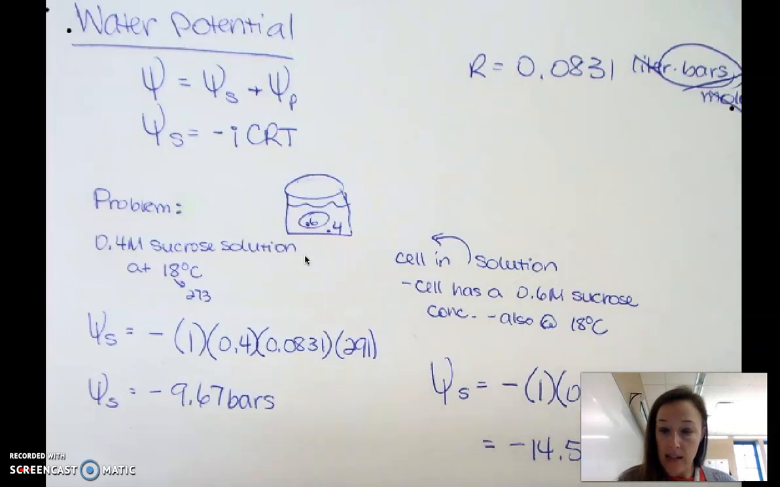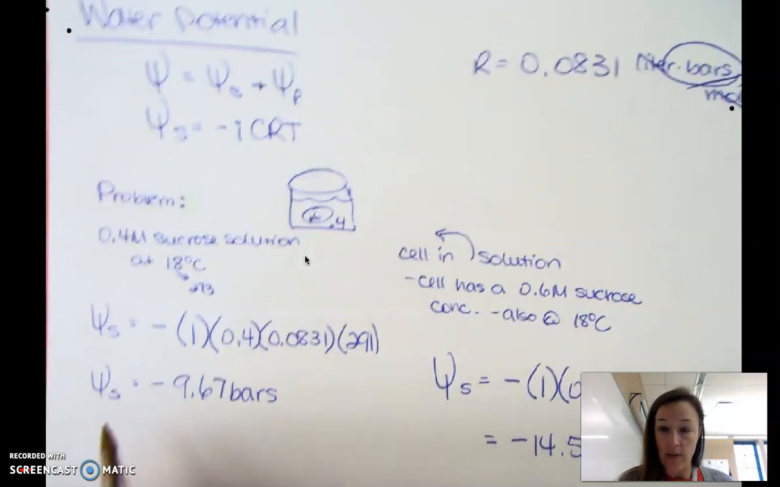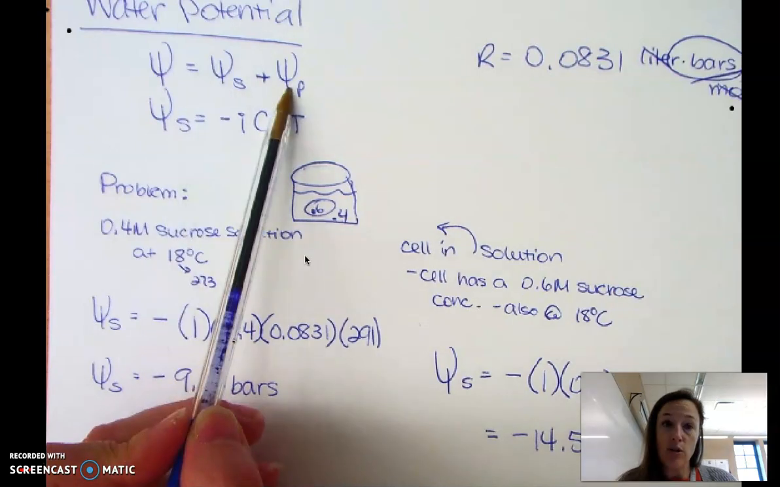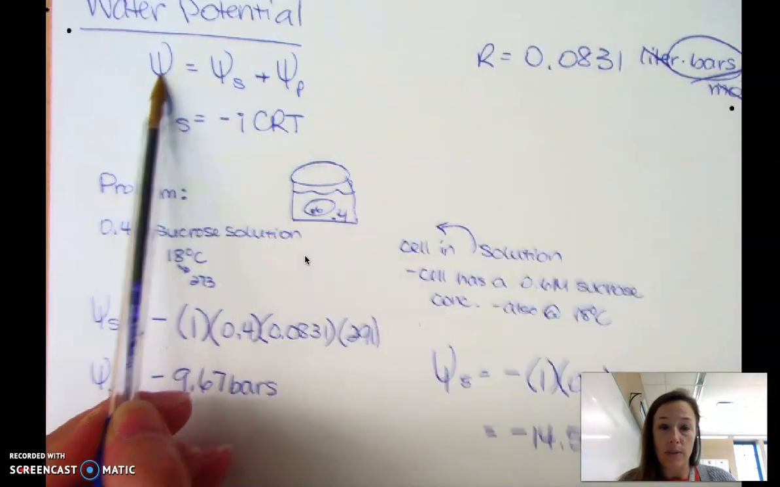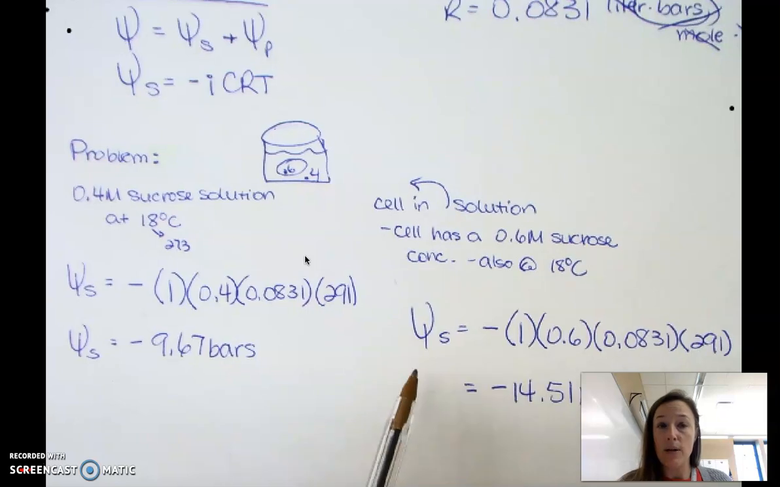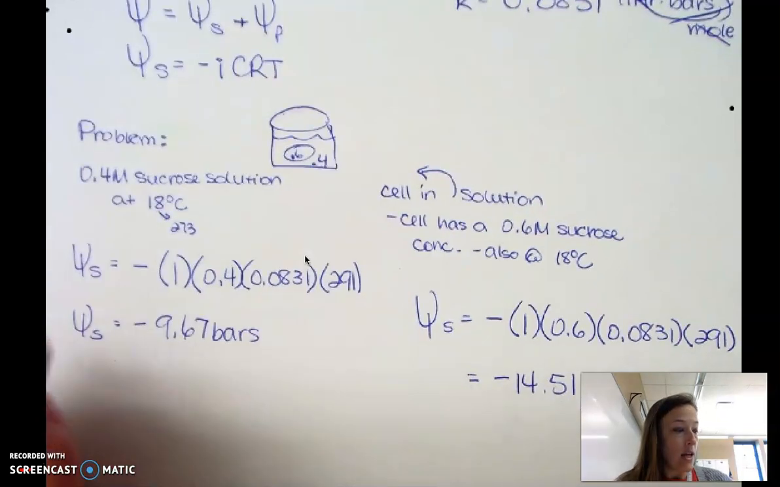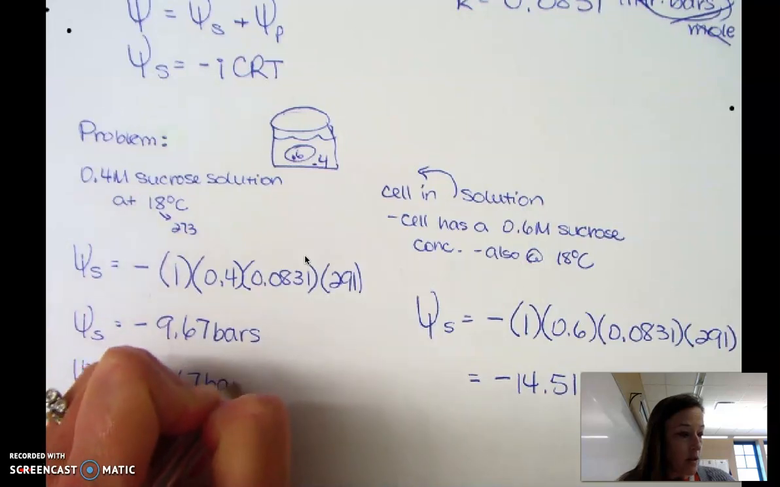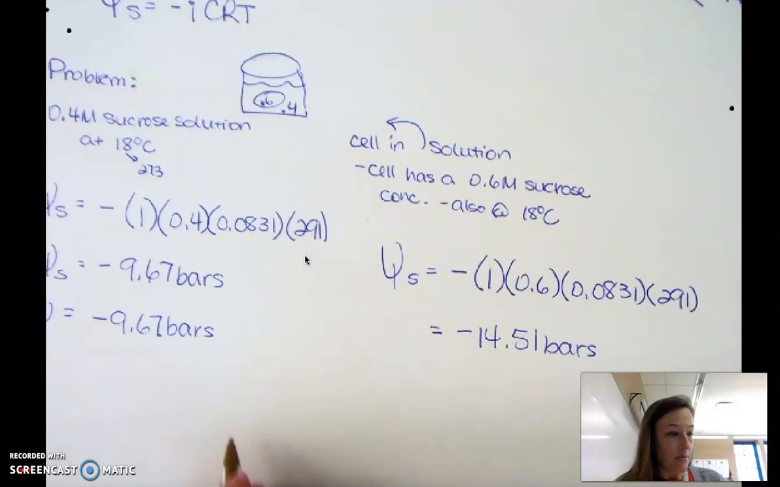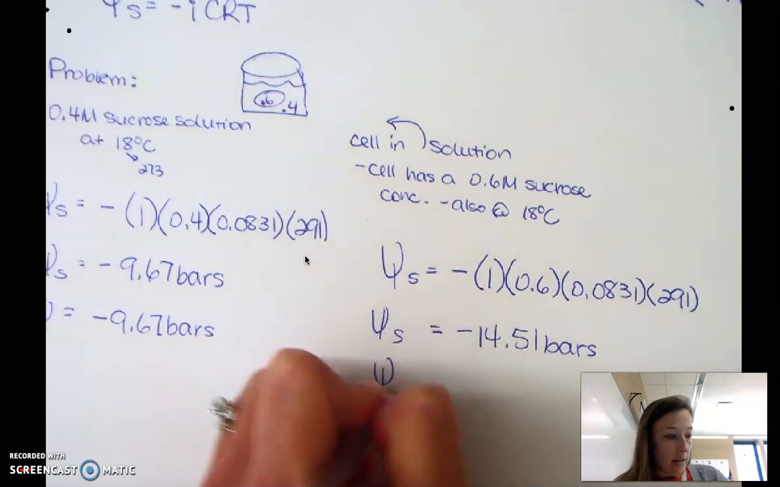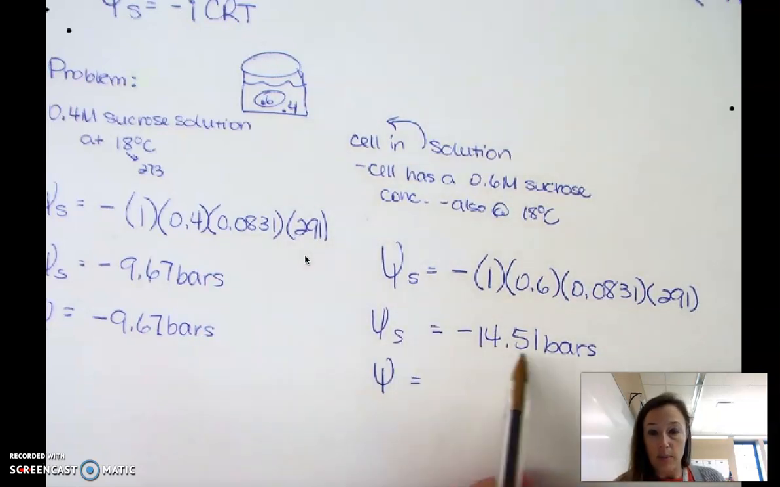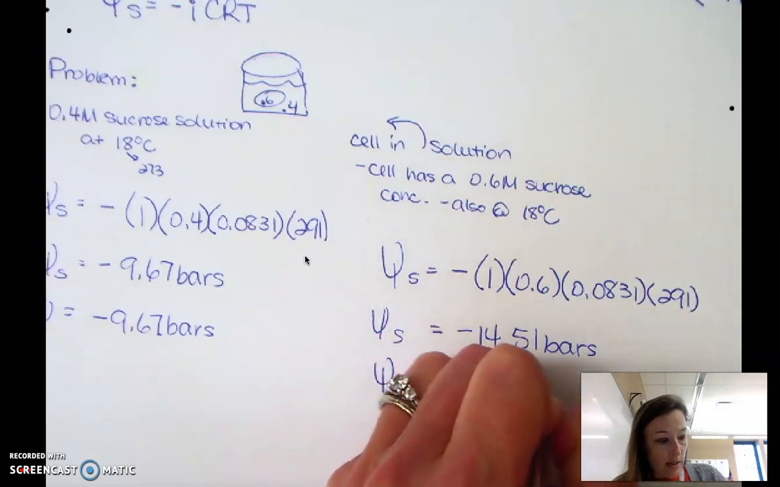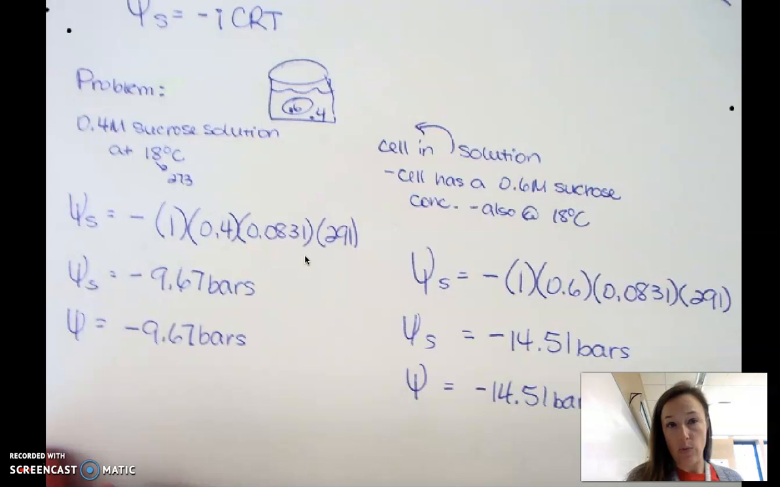The second I can statement is I can calculate water potential when given the formula. So once you know solute potential, you add it to the pressure potential to give you the overall water potential. For these, we weren't given a pressure potential, so we're assuming it's 0. So we could also say that our overall water potential is negative 9.67 bars. And the same thing over here. This is our solute potential, but pressure was 0. So our overall water potential is still negative 14.51 bars.